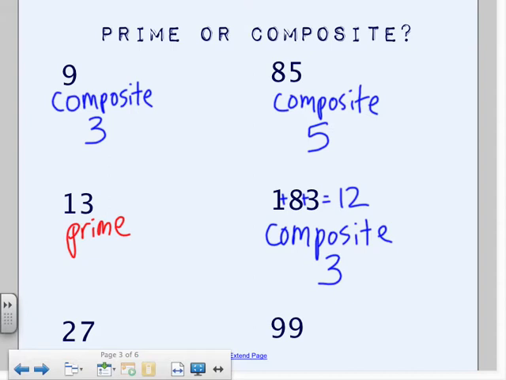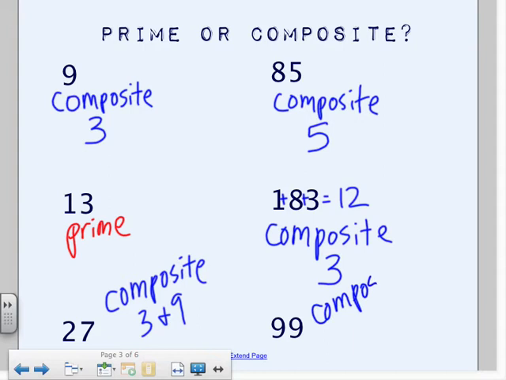So that's composite. 27, also composite. It's divisible by 3 and 9. 3 times 9 is 27. And 99, also composite. Anytime you have a double number like that, it's divisible by 11, right? 9 times 11 is 99. Okay, so our only prime one up there was 13. All the rest had at least one other factor, if not more, that we didn't mention.